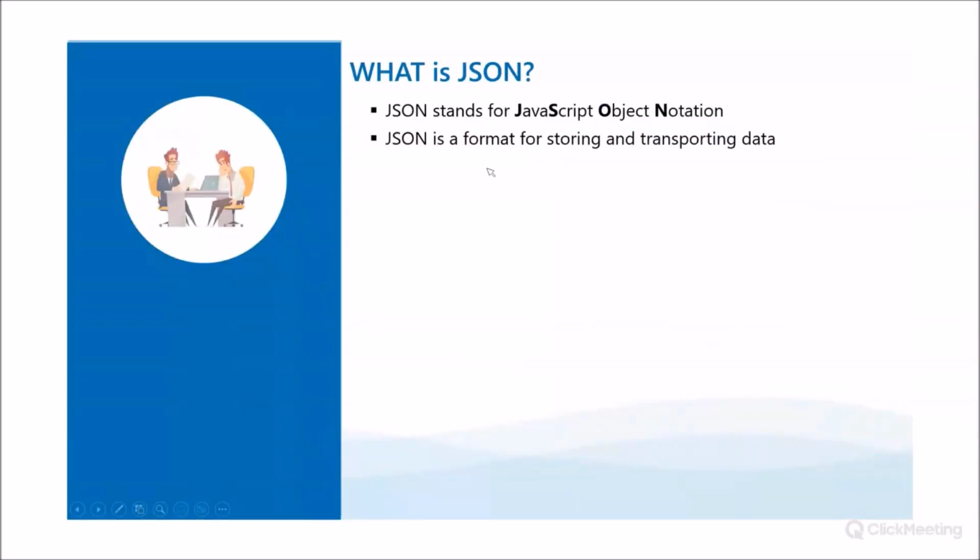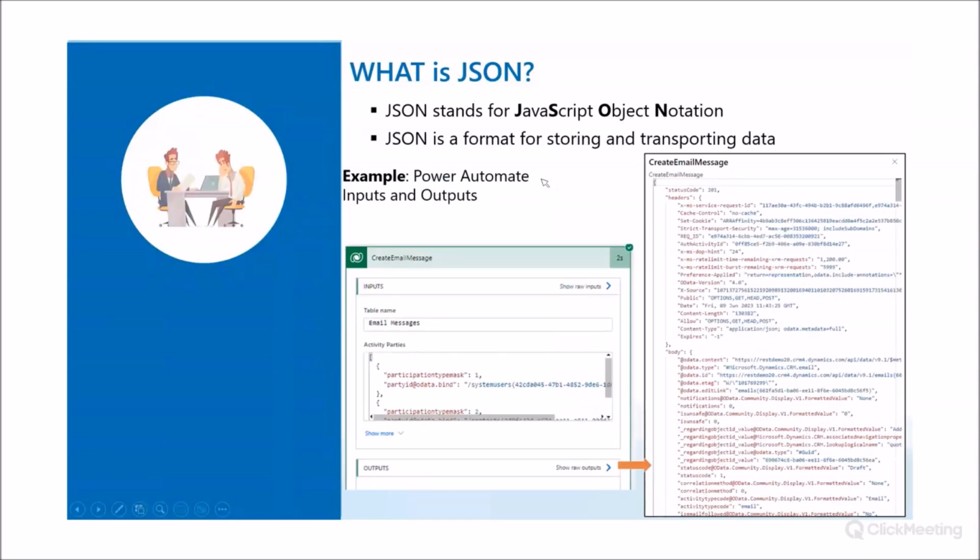So for those of you not familiar, I guess the question is, what is JSON? JSON stands for JavaScript Object Notation. JSON is a format for storing and transporting data. It's very, very common. It's very much in the kind of the back end. You don't usually see it. You may have seen it before.